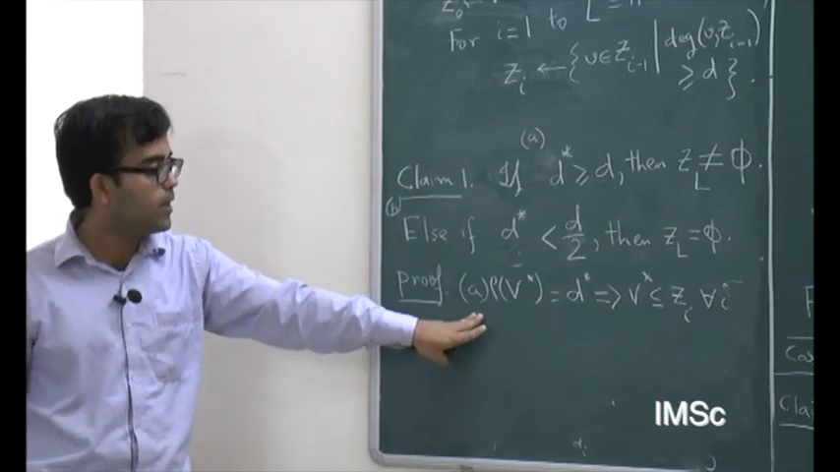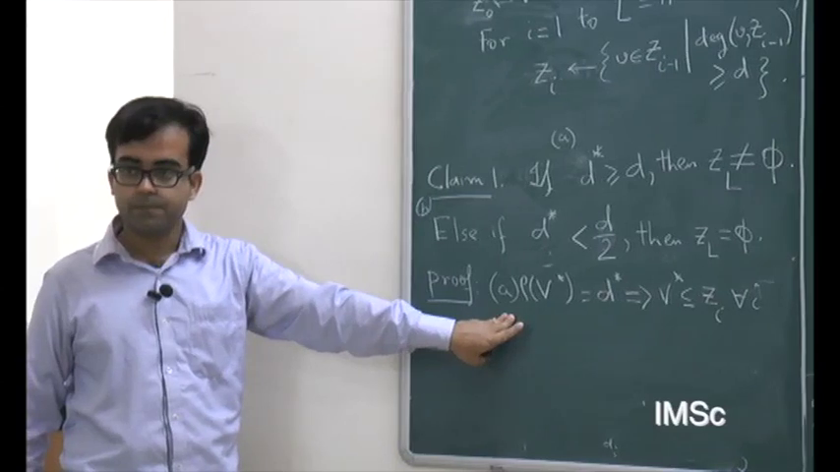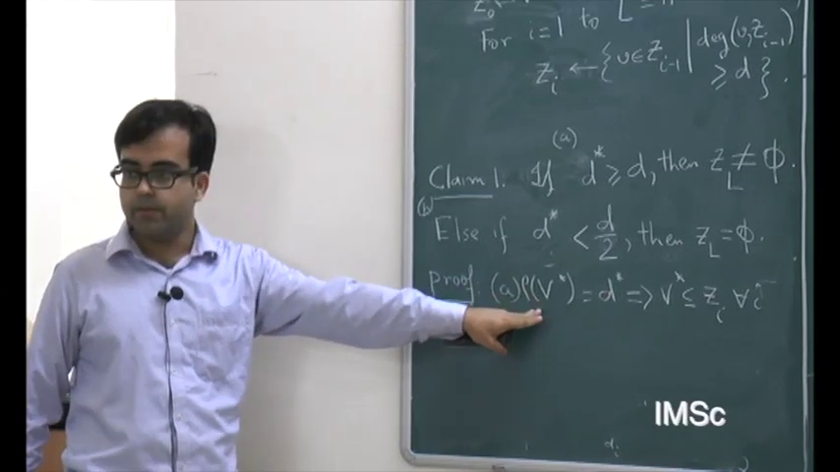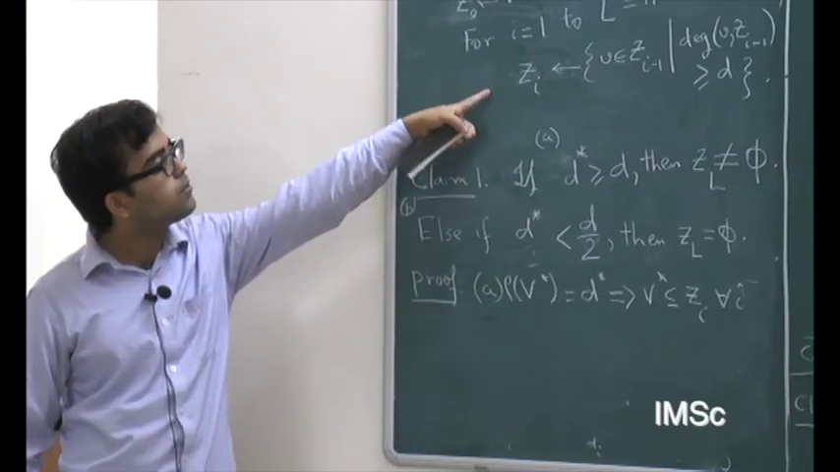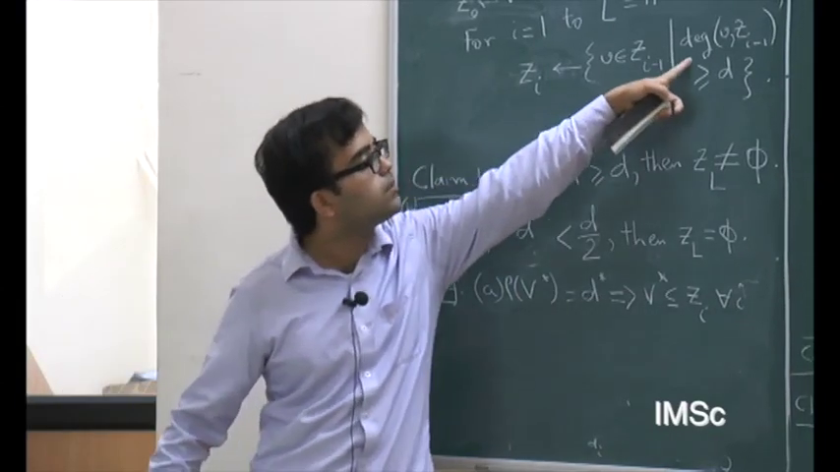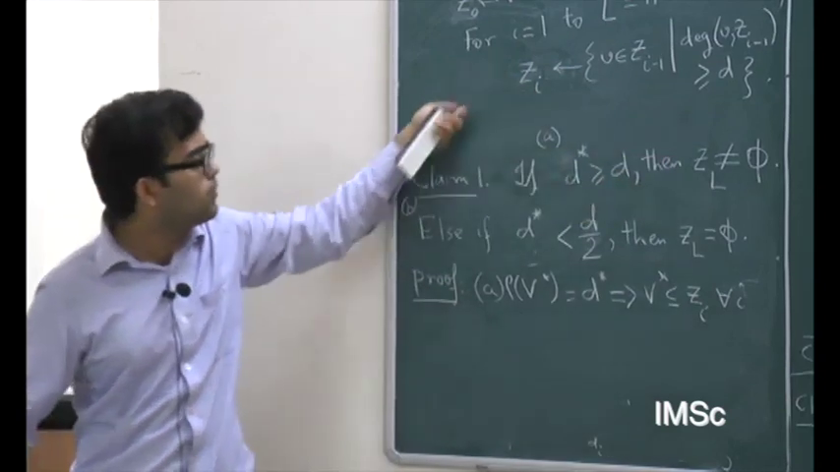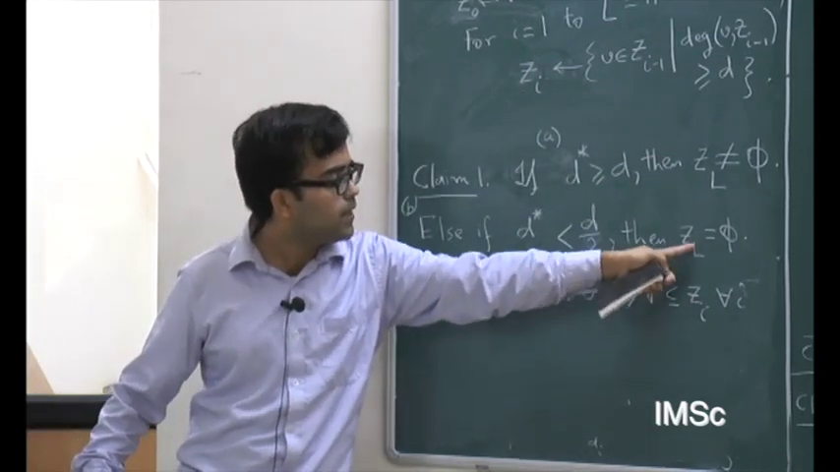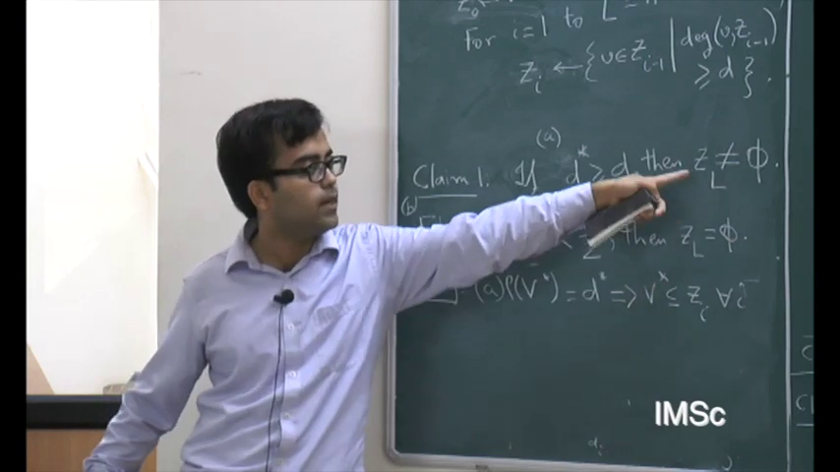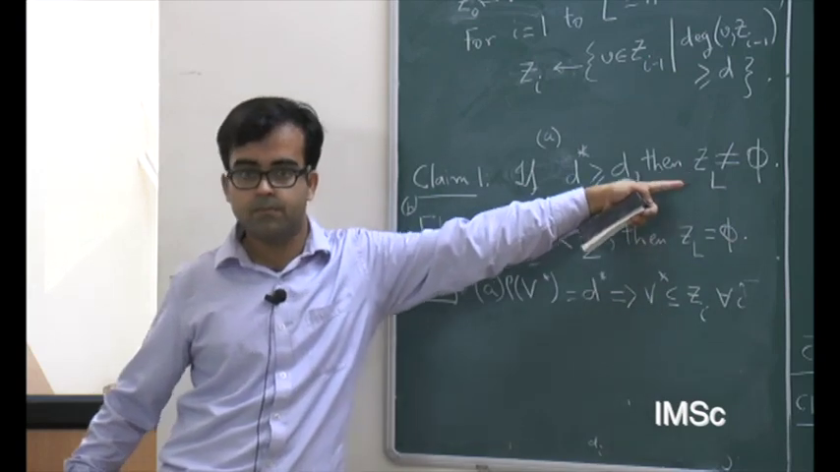But let's just look at part A. Is the proof clear? That V star is the set with maximum density. Then just look at any iteration. You are just looking at the nodes with degree greater than D. So all of V star will go into Zi, right? And so ZL will definitely contain V star and it will not be empty. Part A is easy.